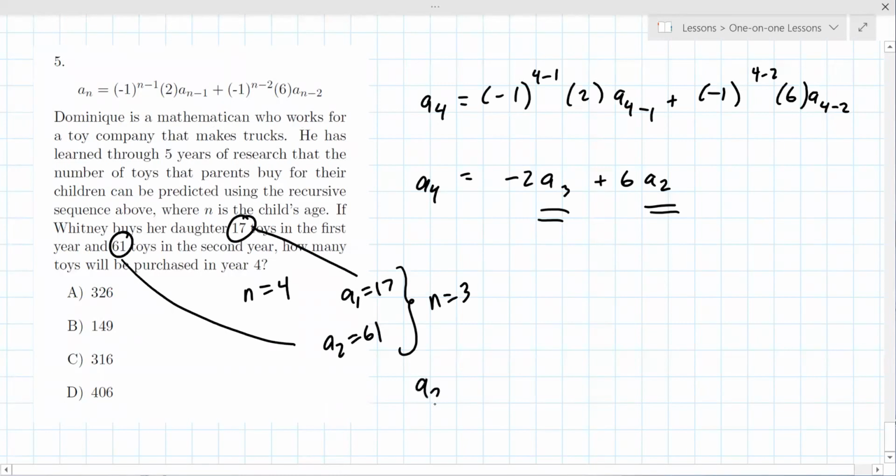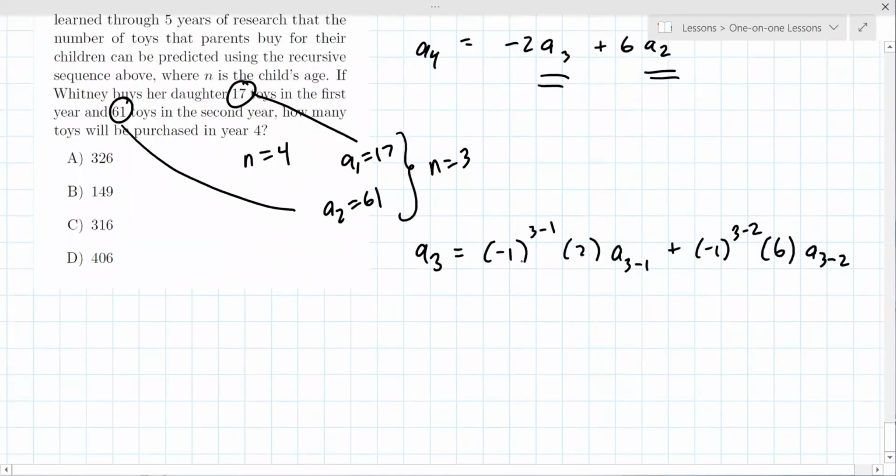A3 equals -1 to the 3 minus 1 power times 2 a sub 3 minus 1 plus -1 to the 3 minus 2 power times 6 a sub 3 minus 2. So this is -1 squared, so it's positive, so that's 2 a sub 2, and then -1 to the power of 1 is negative, so -6 a sub 1. Now we can use the given information to find a sub 3. A sub 3 equals 2 times 61 minus 6 times 17.